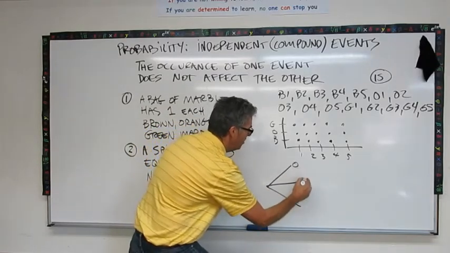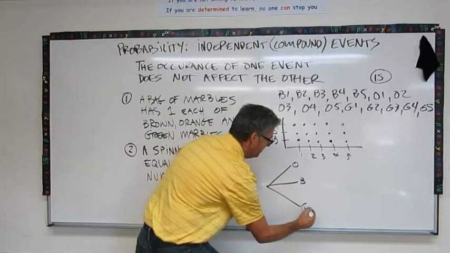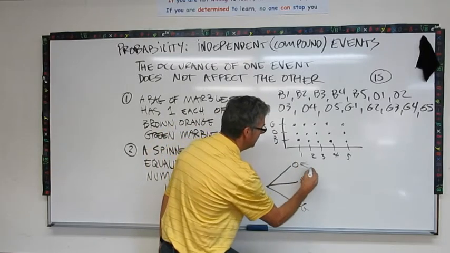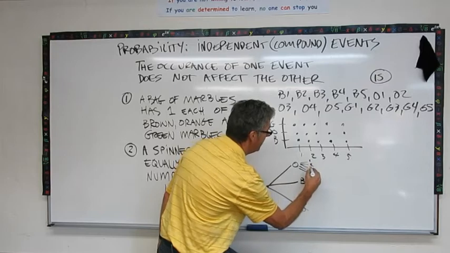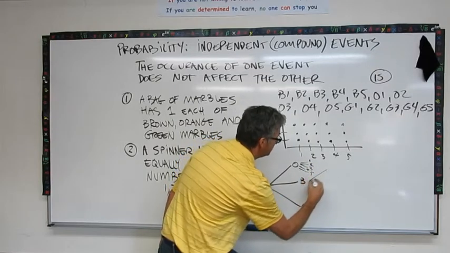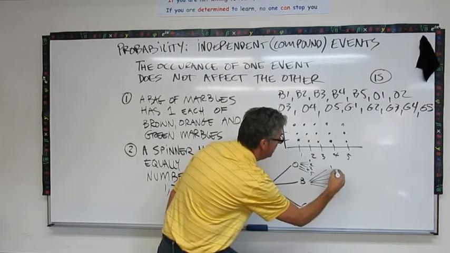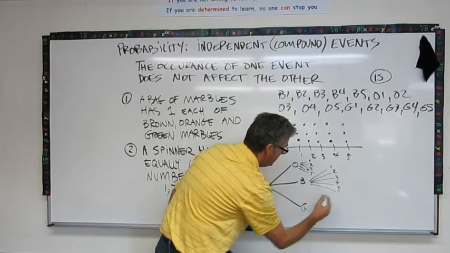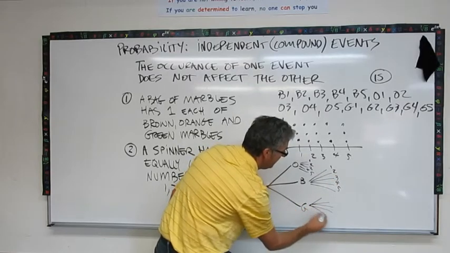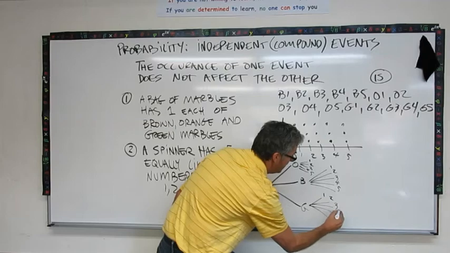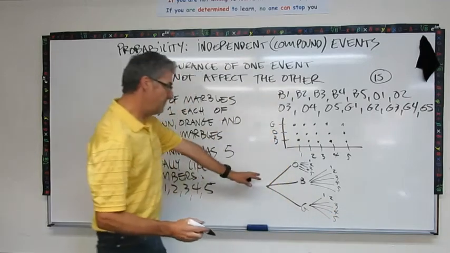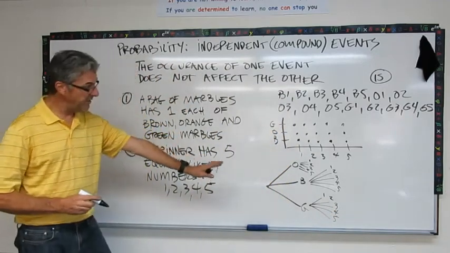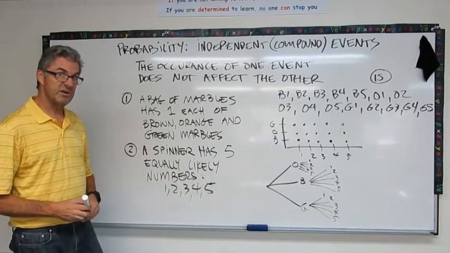So this is orange, brown, and green. And then I'm going to go 1, 2, 3, 4, 5. 1, 2, 3, 4, 5. And 1, 2, 3, 4, 5. So, not my best tree, but it's all there, and that would be fine if you gave me that on a test or a quiz.